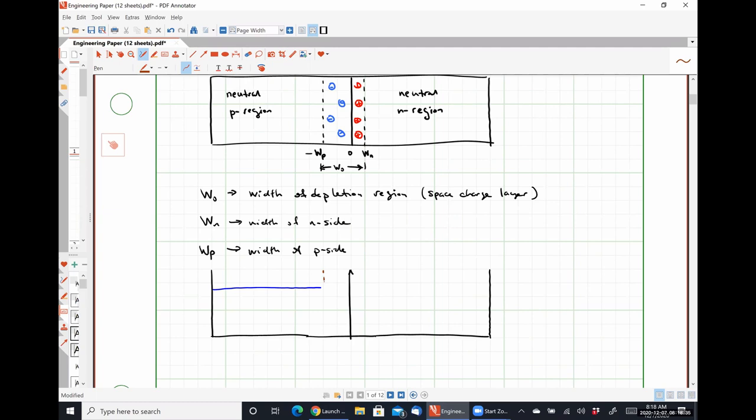Just for the sake of argument, that's the wrong color. I need to put the bounds of my depletion region here so I don't draw this incorrectly.